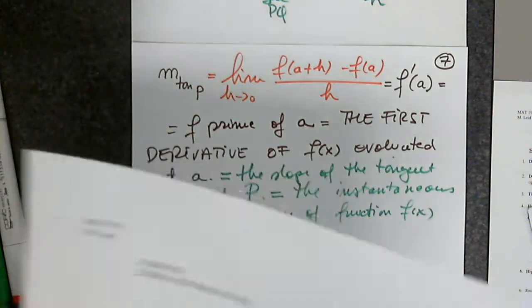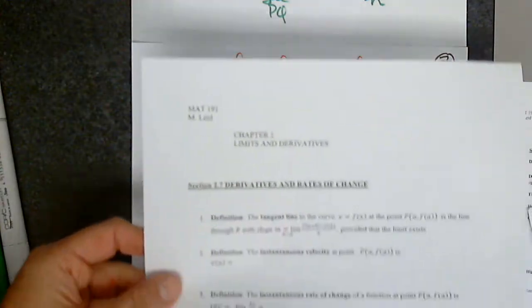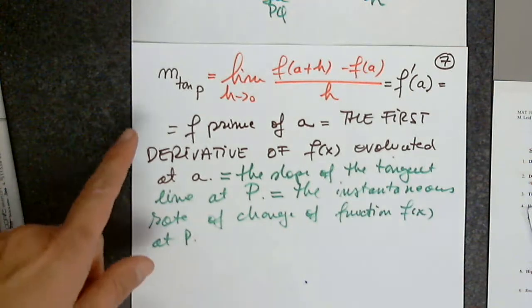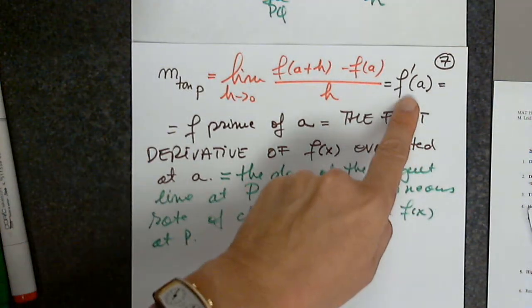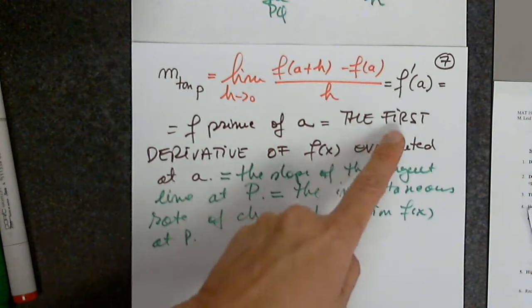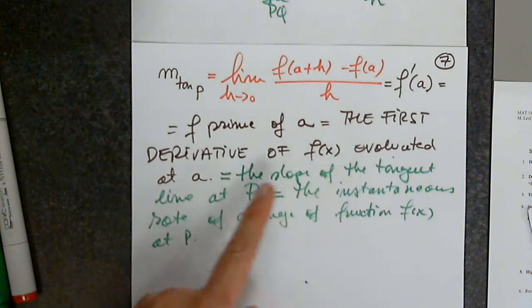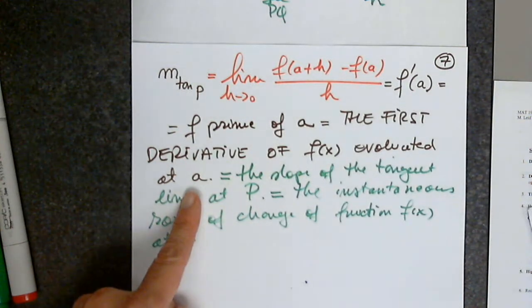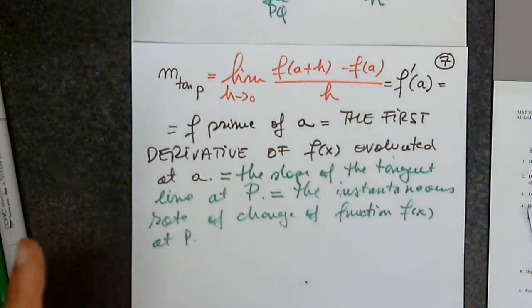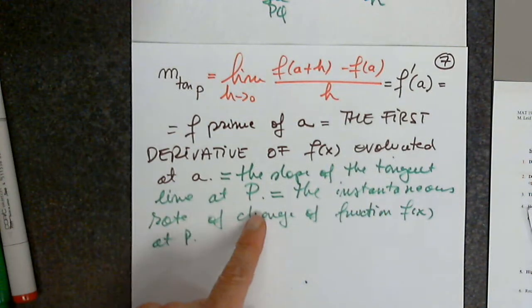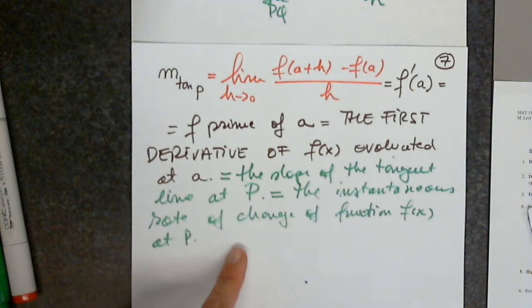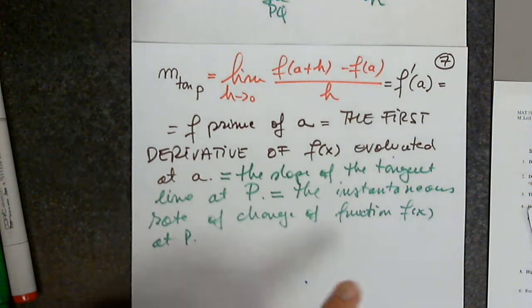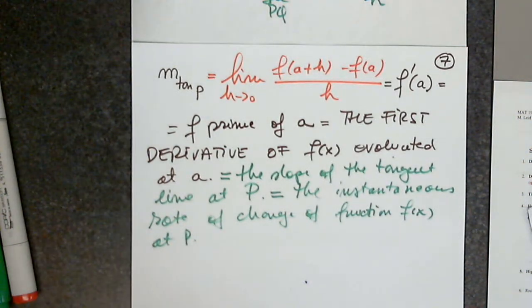So now, if you want to go back to the handout, to dot 7, let me read this to you again. F prime of A is the first derivative of f of x evaluated at A. It's a number. It's not a function. A could be 1 or 2 or any number. So this is a number, not a function. It's also the slope of the tangent line at P. It's also the instantaneous rate of change, or the velocity, if you want, of the function f of x. If f of x is a distance, then this will be the instantaneous rate of change.